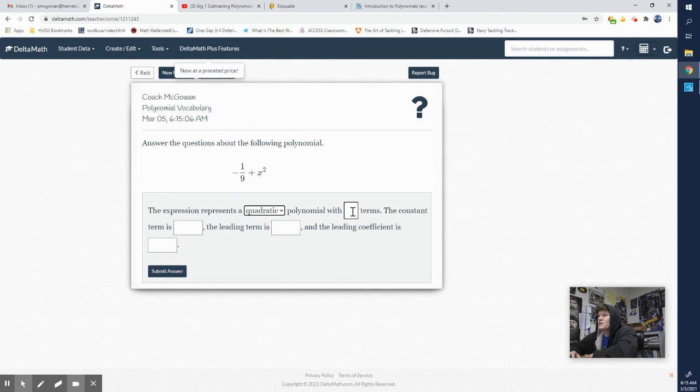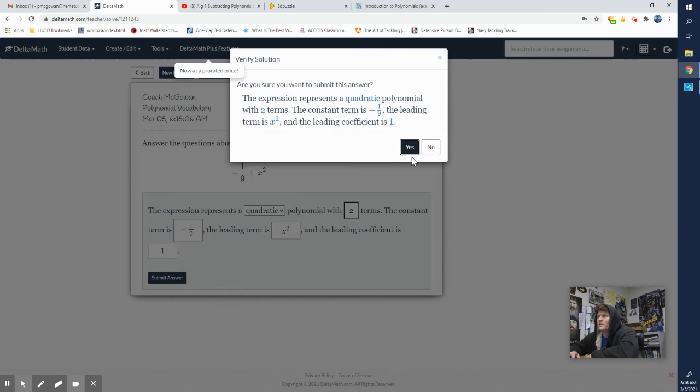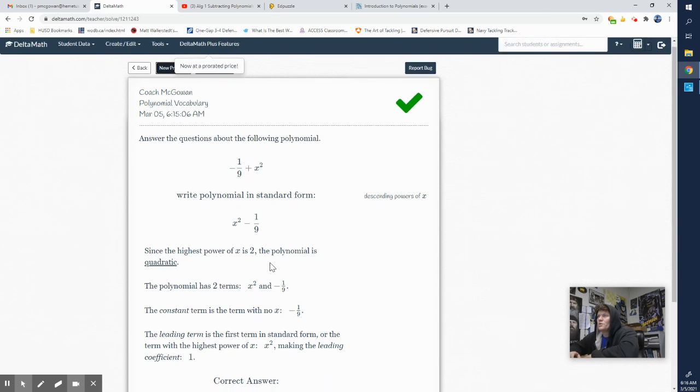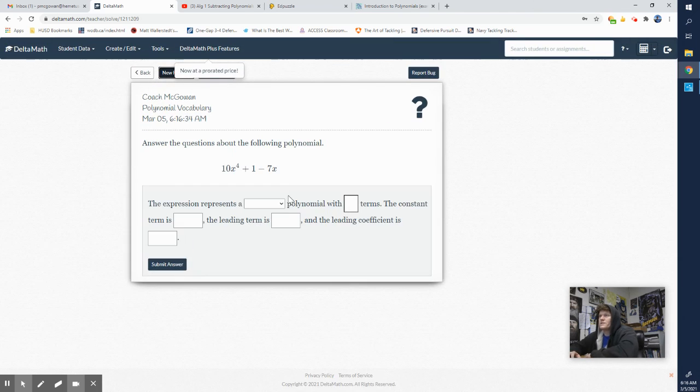How many terms do we see there? We see 2. The constant term is what? Well, that's our term without any variables at all. So that's negative 1/9. The leading term, if we put this in standard form with our biggest exponent first, what's that leading coefficient? Oops, I'm sorry. That leading term is x squared, and then the leading coefficient for that would be the invisible number I'm multiplying by. That would be an invisible 1. So putting it in standard form makes it a little easier for you to see, right? Let's try another one of these.